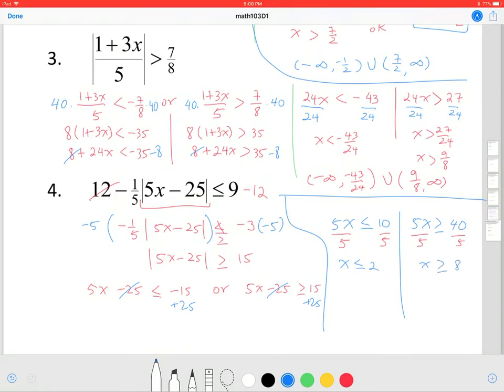So our solution set is going to be negative infinity to 2, union with 8 to positive infinity. You have to be careful, that kind of looks like a parenthesis, but those have to be brackets, I'm sorry, because I'm including the 2 and the 8. Then positive infinity. Remember, infinities never get brackets. It's always going to be parentheses. So that's it for this video.